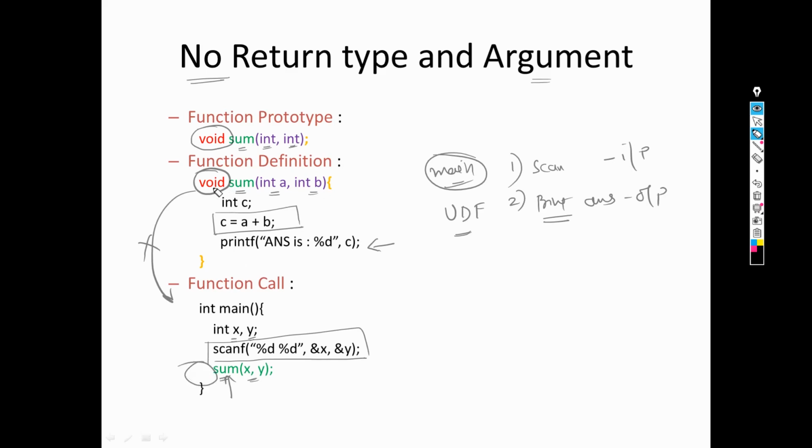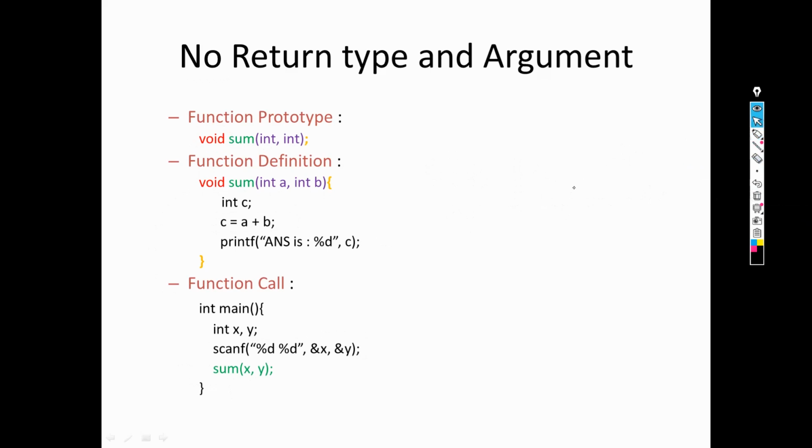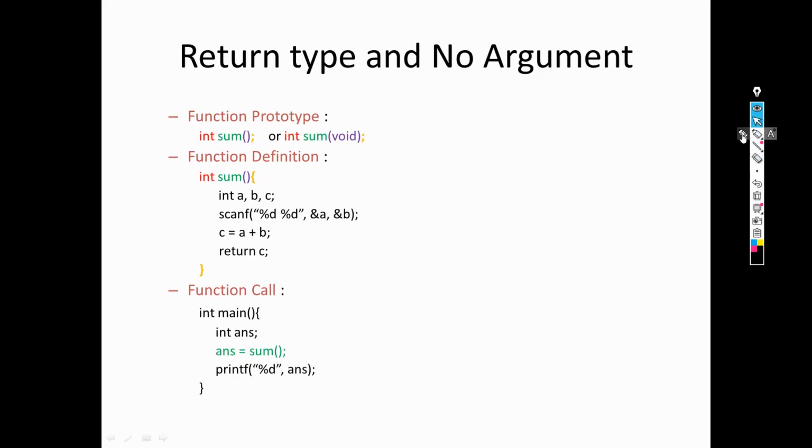Why? Because this function is not returning the answer to the main function. Okay, so here out of these two, one is done by main function, another one is done by UDF. Now the third category. The third category is what? It is return type but no arguments. It is returning but it is not taking the value.